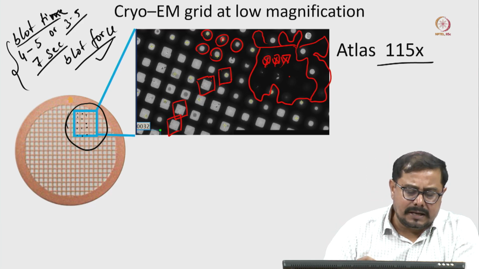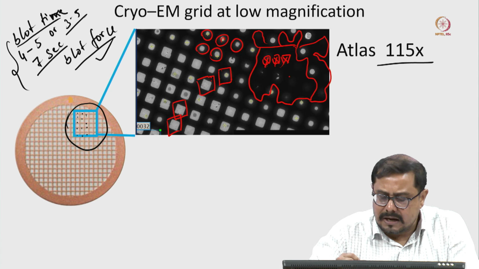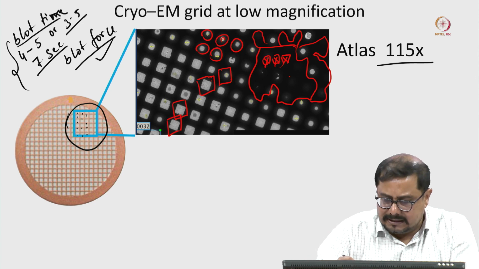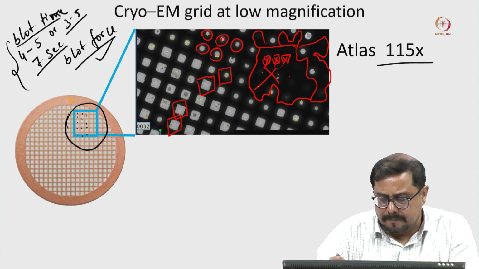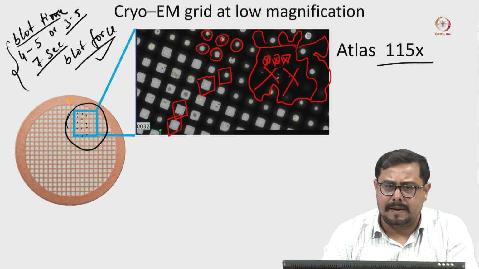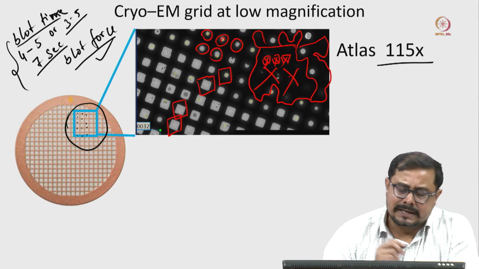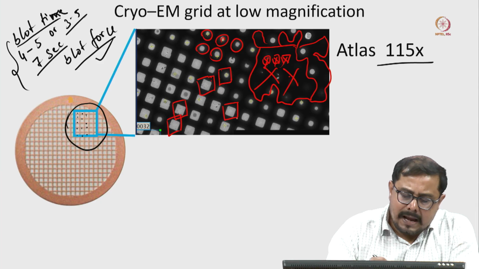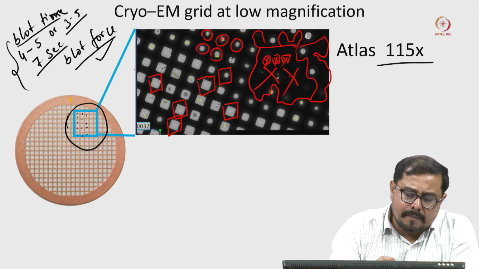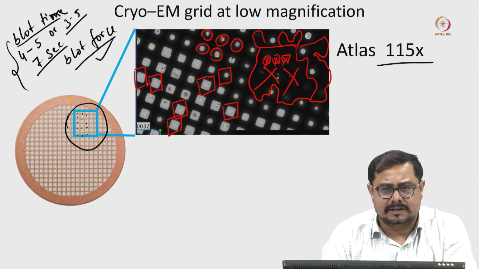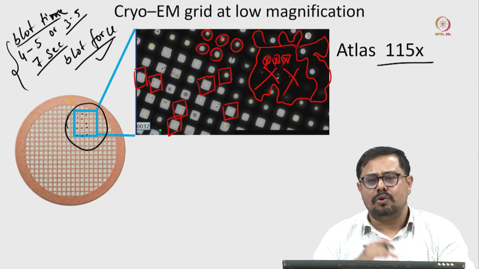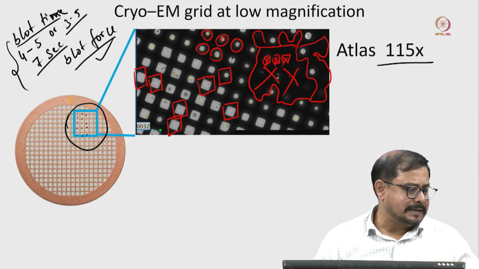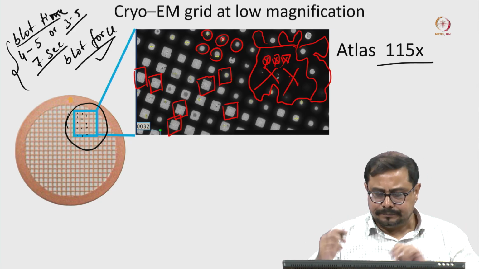So from this particular grid what we can conclude is that this is a very thick area, and this will be completely useless because the electron beam cannot go through this ice. Here you have comparatively thinner ice where, in an enlarged view, you may see a very nice distribution of the ice. We will go and check those grids in the later stage.